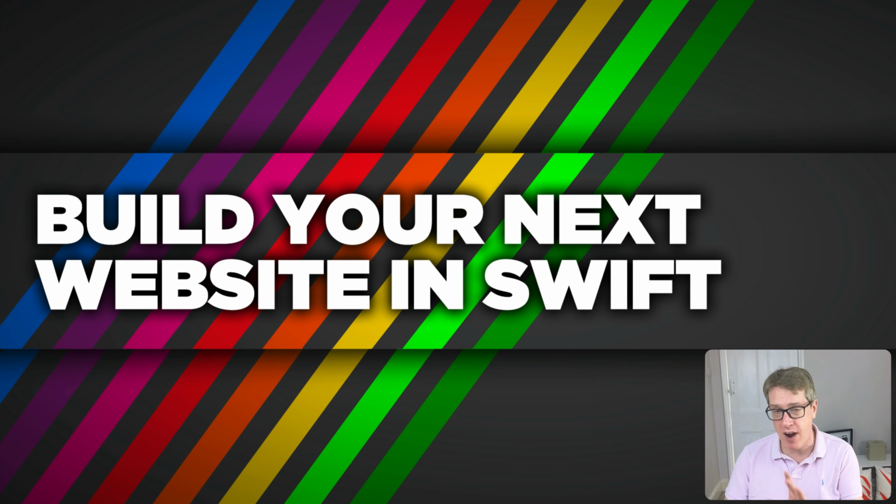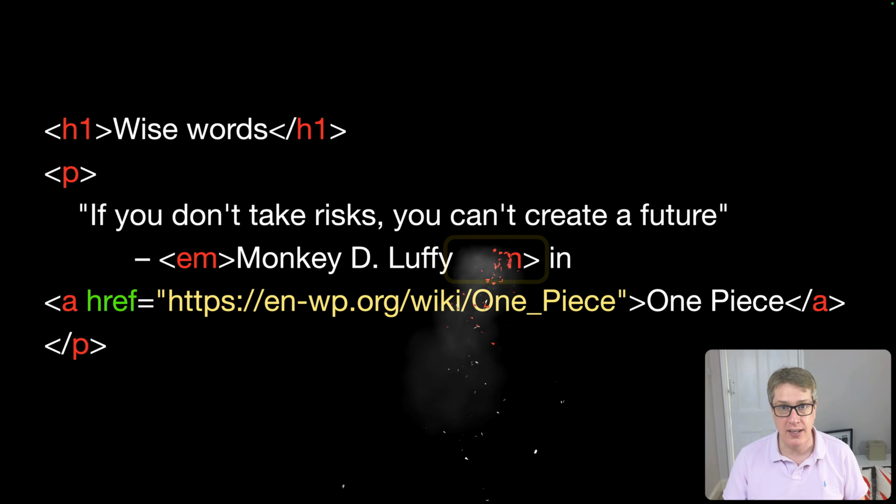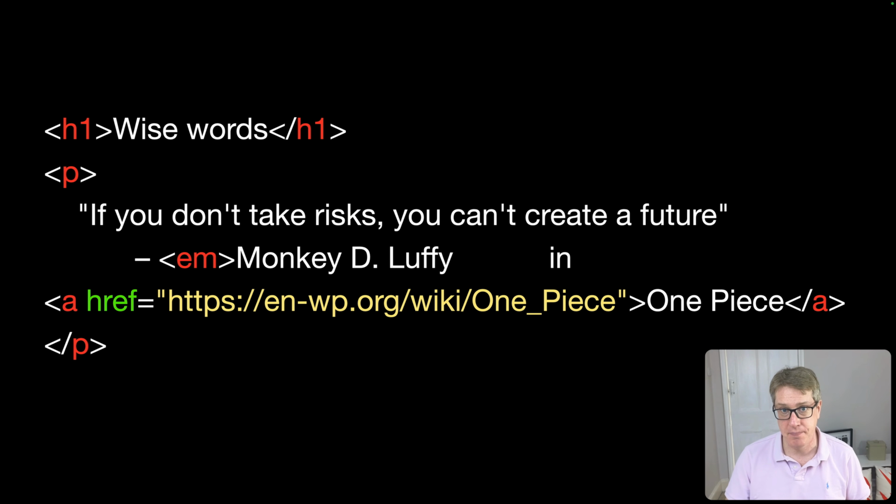For example, we can write HTML like this. Here we have a heading, we have a paragraph of text, we have emphasis inside the text, and we also have a link to another page. But what happens if I forget this closing EM? Without it, browsers assume everything else that follows should also be emphasized, and that's not what I wanted. But it's easy to do because HTML is just text.